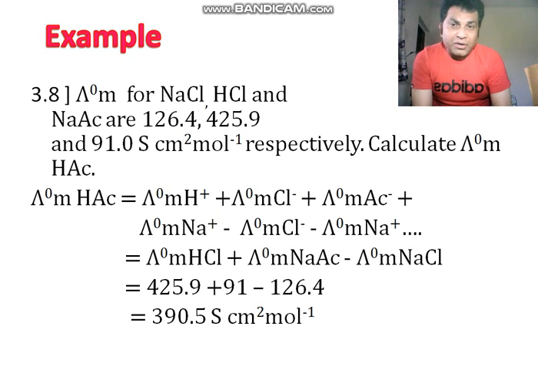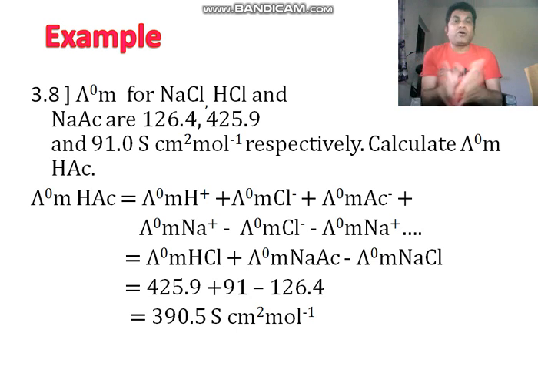Example 3.8, and in example 3.8 lambda degree m for NaCl, HCl and Na acetate are given as 126.4, 425.9 and 91.0, as usual Siemens centimeter square per mole inverse respectively. Calculate the lambda degree m open of HAc.